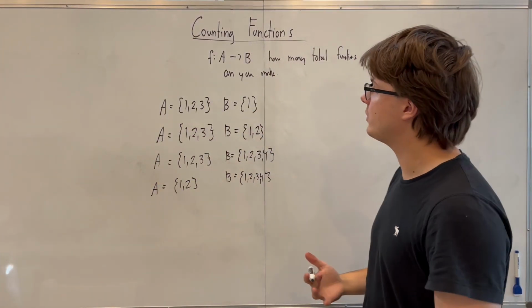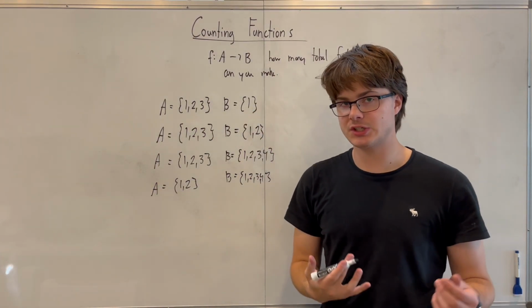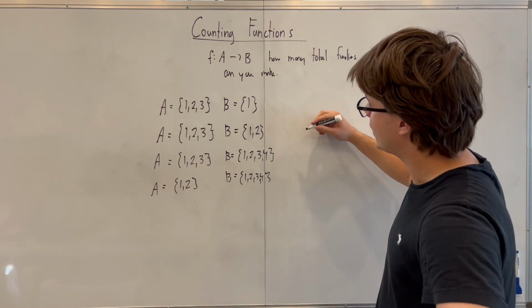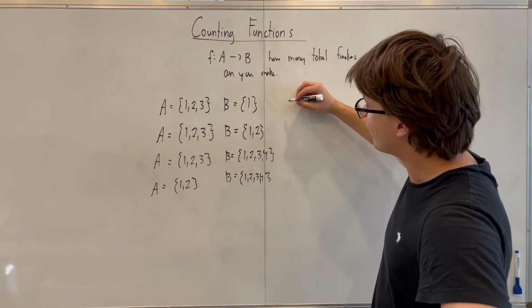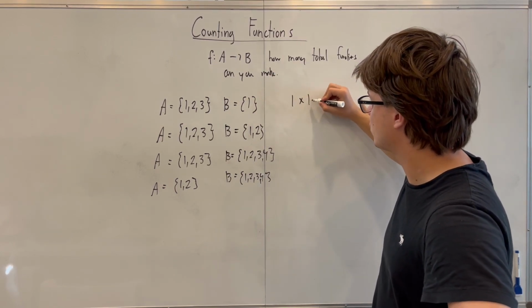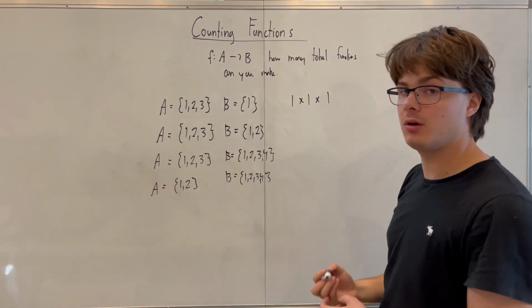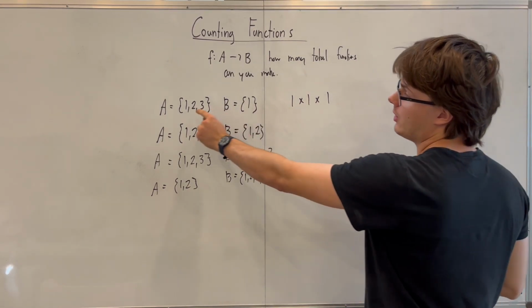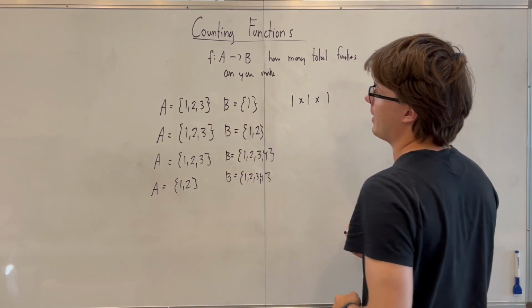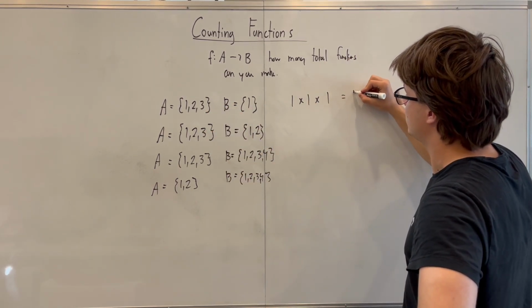Okay, so we've done quite a few examples, and we've computed how many possible functions you can have in each example in total. So let's go ahead and have a quick overview. We found the total number of possible functions for this case up here is going to be 1 times 1 times 1, right? There's only one possible way you can map 1, one possible way you can map 2, and one possible way you can map 3. So it's going to equal 1.